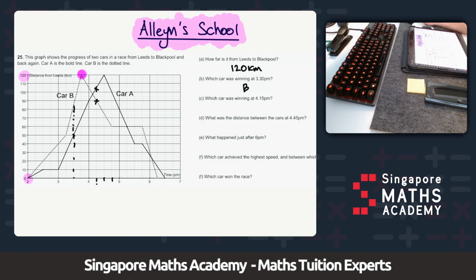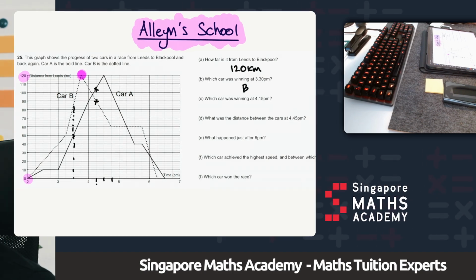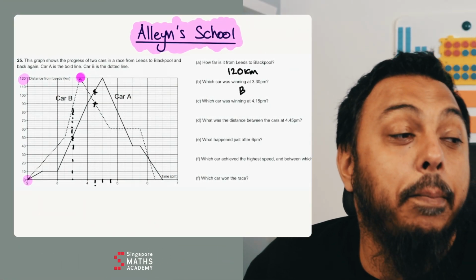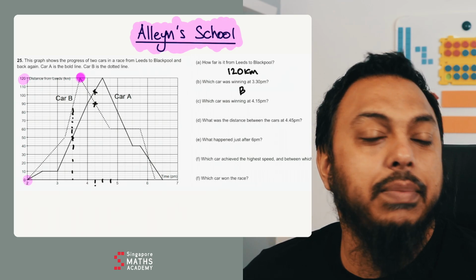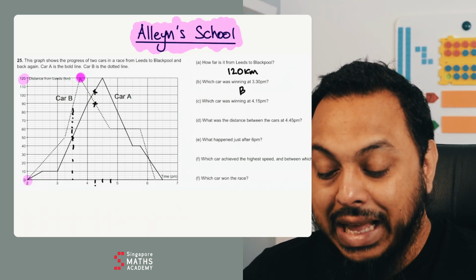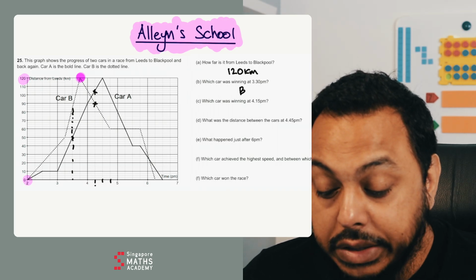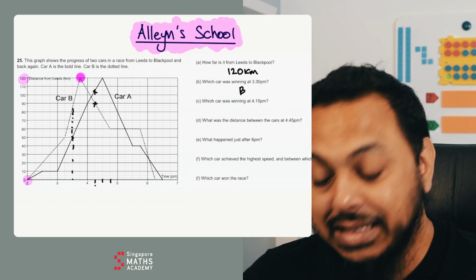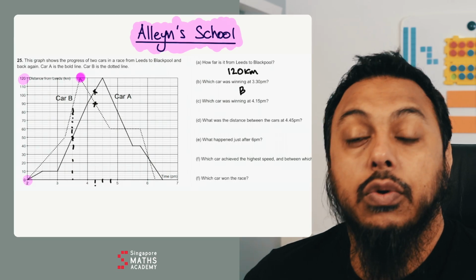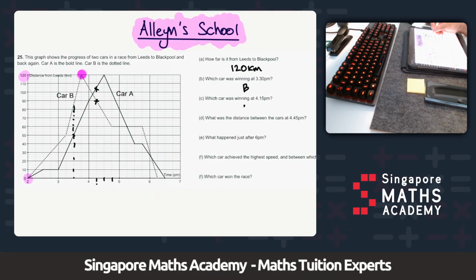Now, it seems like you might think that car A is in the lead, right? Because the line for car A is above car B, right? But that wouldn't be the right answer, right? Because if you think about it, car A hasn't even got to Blackpool yet. Whereas car B has got to Blackpool and it's coming back as well now. Okay, so that's why car B again is in the lead, because it's already got to Blackpool here. Car A hasn't even got to Blackpool. It's going to get to Blackpool about 4:30. So that's why B is the answer.